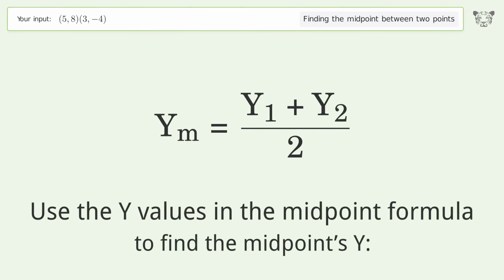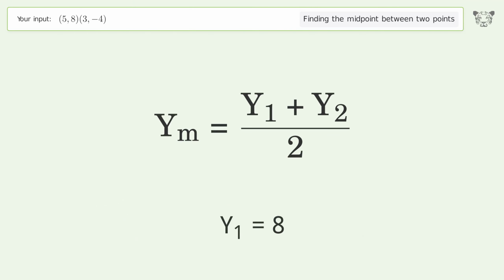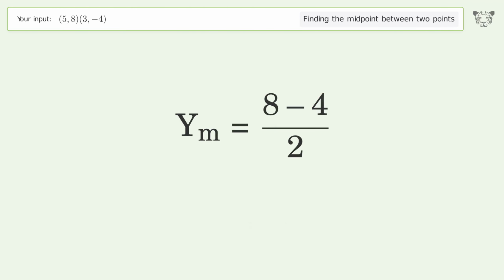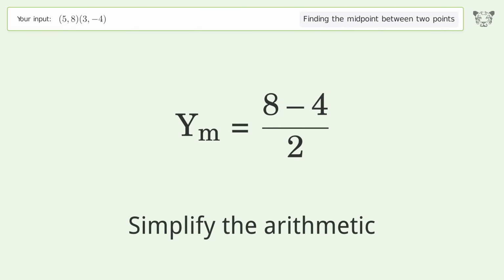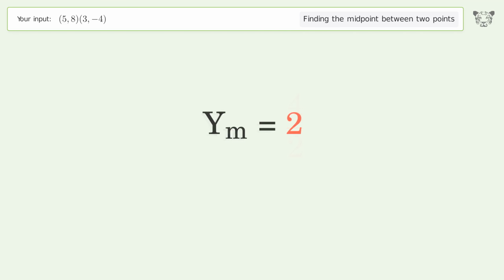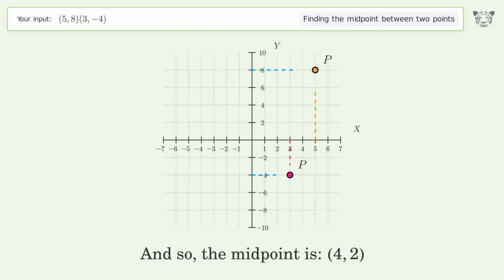Use the y values in the midpoint formula to find the midpoint's y. y1 equals 8. y2 equals -4. Simplify the arithmetic. And so, the midpoint is 4, 2.